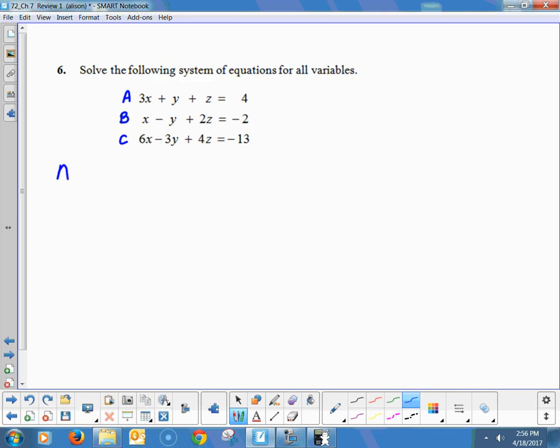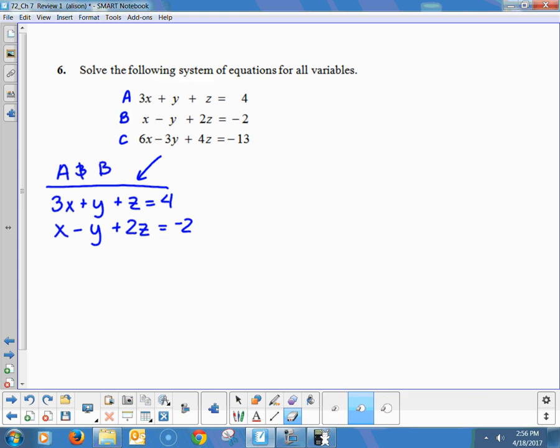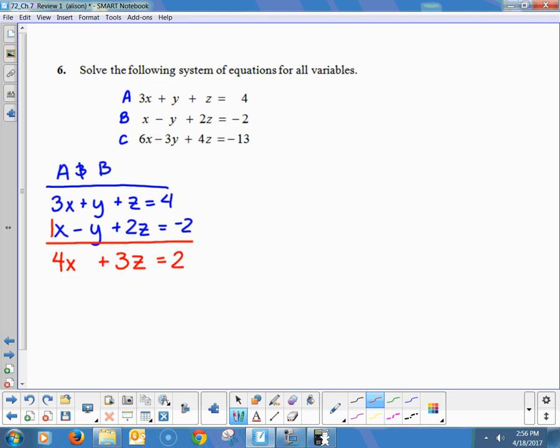I like the y's. So I'm going to get rid of the y's. So that means I'm first going to take equations A and B and eliminate the y's. So that would be 3x plus y plus z equals 4, and x minus y plus 2z equals negative 2. By the way, you will notice that I cross my z's, and if you don't cross your z's, they end up looking like 2's, so it's a good habit to cross your z's. All right, now if we add straight down, those y's should be eliminated. If I add straight down, I get 4x plus 3z equals 4 minus 2 is 2.